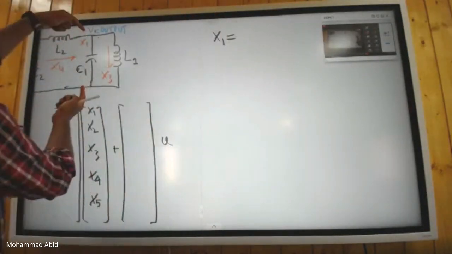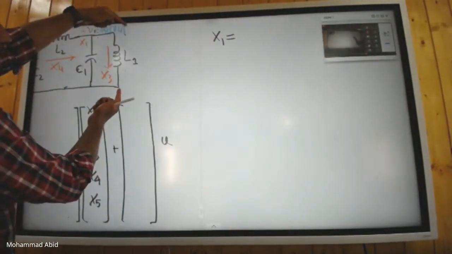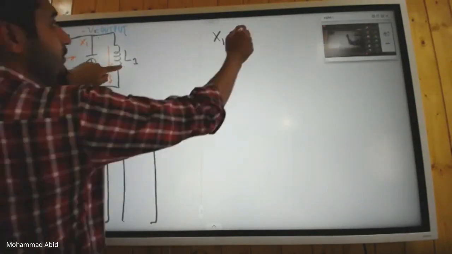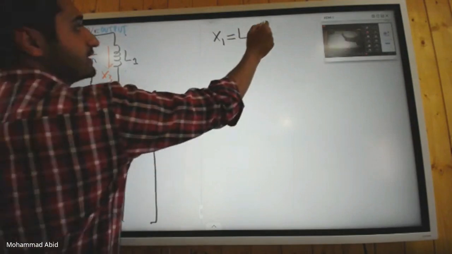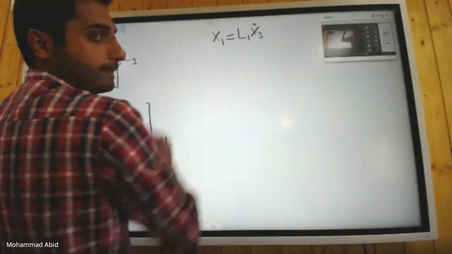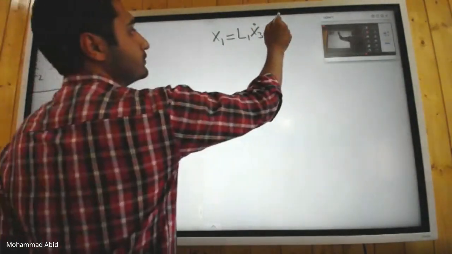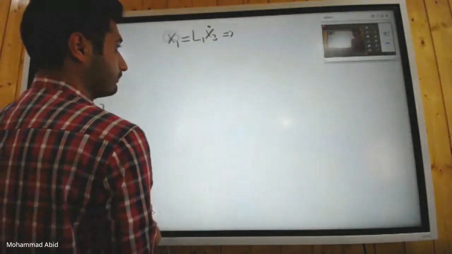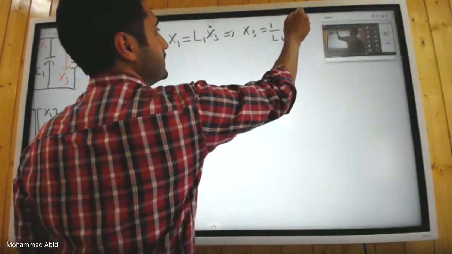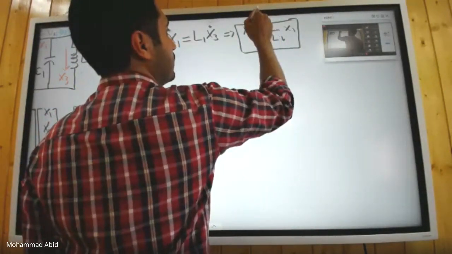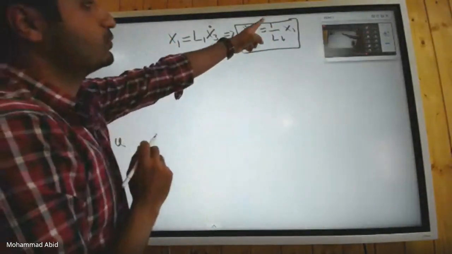So x1 is L di by dt. L is L1, and the derivative of the current. Current is x3, so that's x3 dot. So immediately you can say x3 dot is 1 upon L1 x1. That's the first equation.